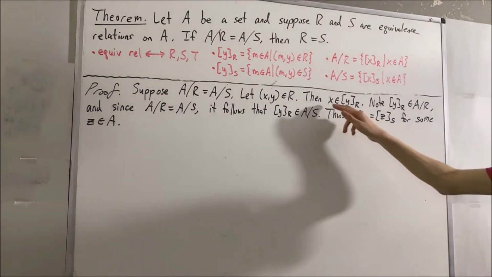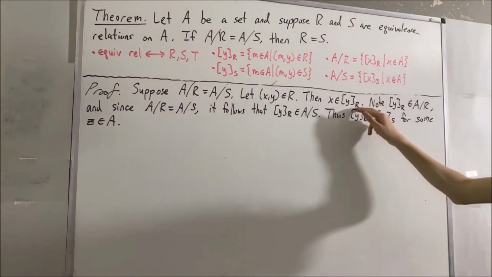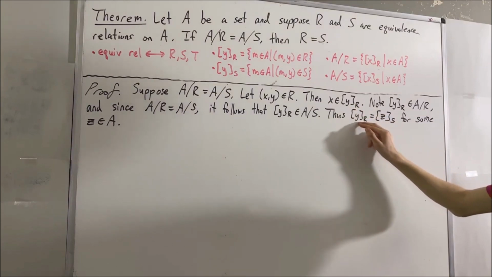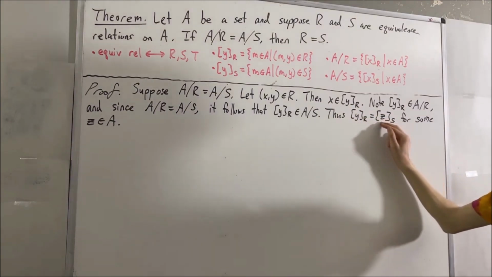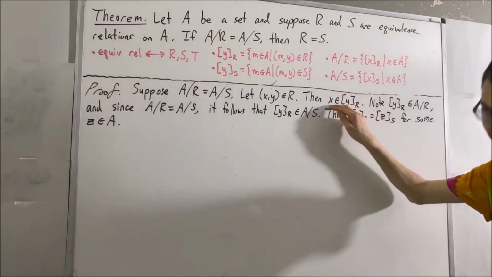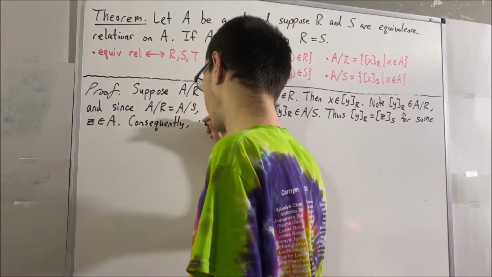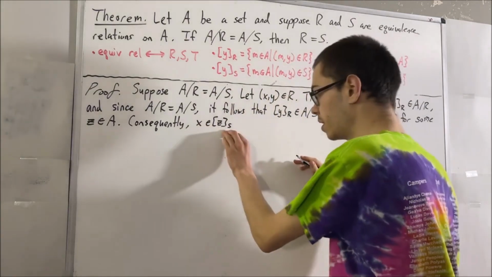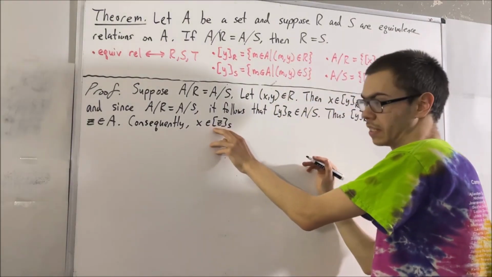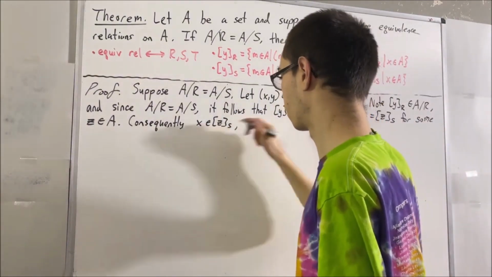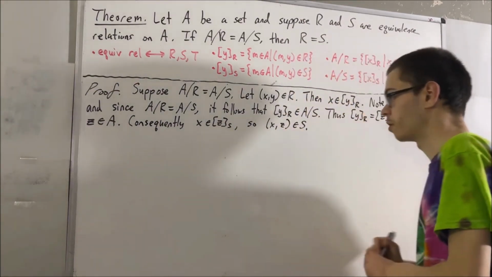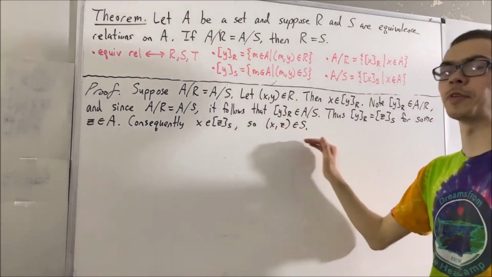Okay, but since x is an element of the equivalence class of y with respect to R, and the equivalence class of y with respect to R is equal to the equivalence class of z with respect to S, this means that x is an element of the equivalence class of z with respect to S. And what this means is that x comma z is an element of S. So, we have shown that x comma z is an element of S.